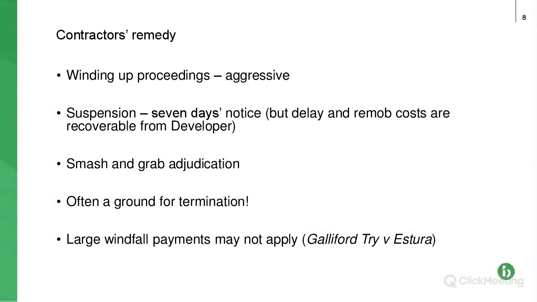The last point, just to confuse the situation slightly, was the case of Galliford Try and Estura, where the court decided that the adjudicator had made a smash and grab award in favour of the contractor. It was a substantial amount. From recollection, it was about £5 million on a smash and grab. So you'll appreciate slight nervousness there, because of course this is all about notices not being served, not about whether the contractor or the subcontractor justified its claim for £5 million.